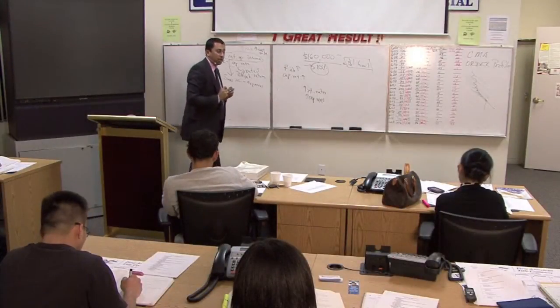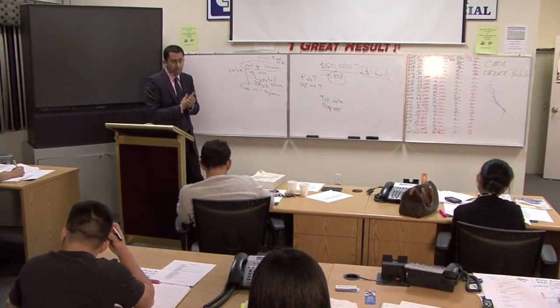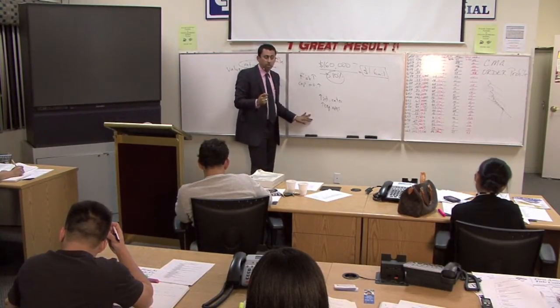The gross income multipliers look at the gross income of a property, and the value of the property is a multiple of the gross. So here's what I mean by that.